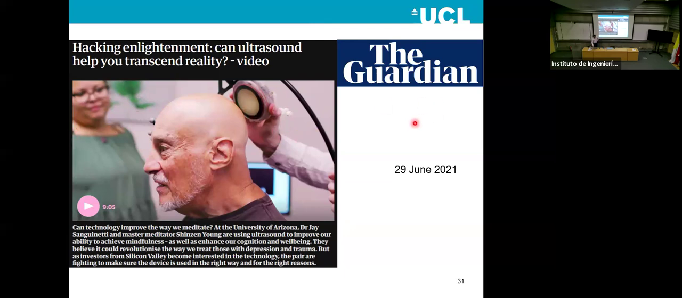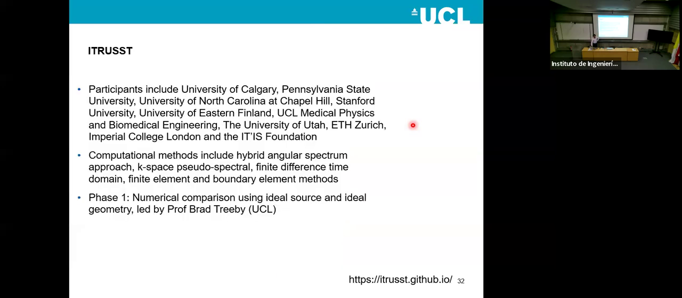So this iTRUST consortium was really basically put together to try and create some standardization for these in vivo human applications. So here's a list of the participants. Phase 1 was basically looking at a numerical comparison using ideal sources and ideal geometry. So this was led by Professor Brad Treeby at UCL.